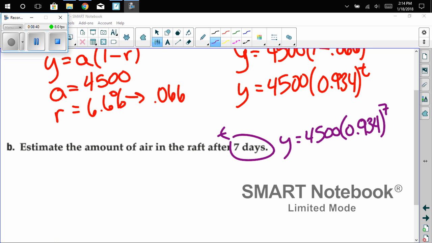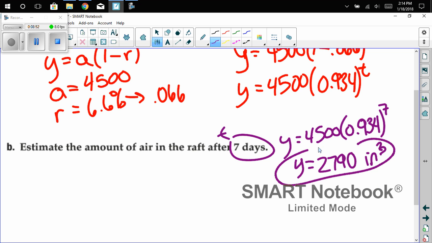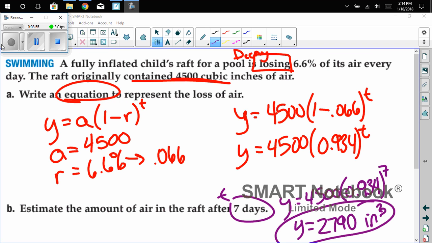And we should come up with the fact that there is 2,790 cubic inches of air in the tube. And that's really all we have. So we got decay, growth, and compounded interest today.